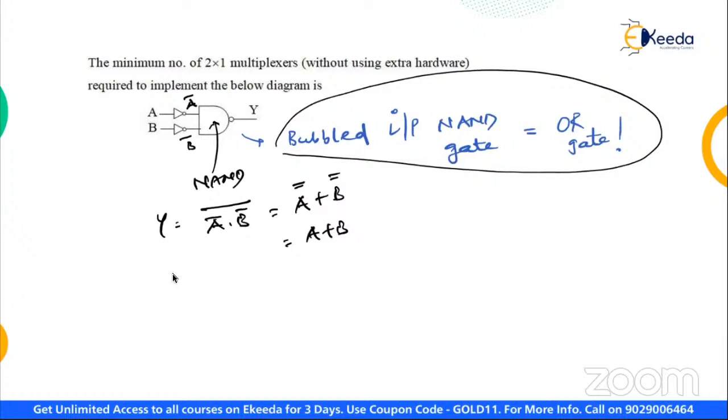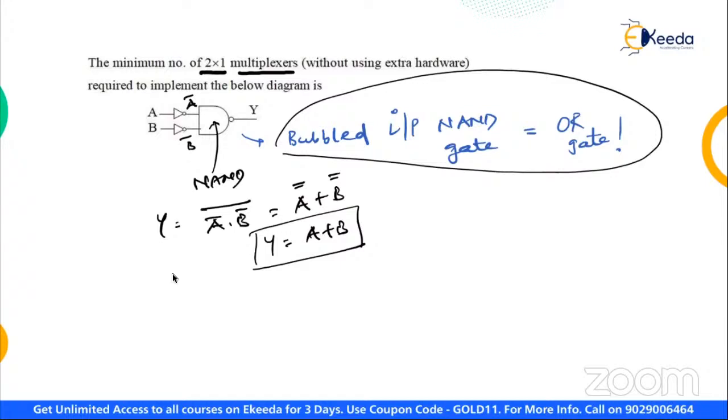I'm sure if you have gone through my video lectures, I have suggested certain shortcuts to remember. So please remember this. A bubbled input NAND gate is always by default an OR gate. So what I want, guys, is basically an OR gate. But to implement that OR gate, what is available, guys? A 2:1 multiplexer. And if you have gone through my videos, I have taught you how to implement logic gates using a 2:1 multiplexer as well as a 4:1 multiplexer. I'm very much sure about it.